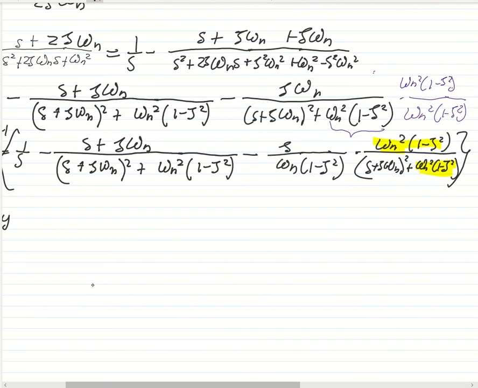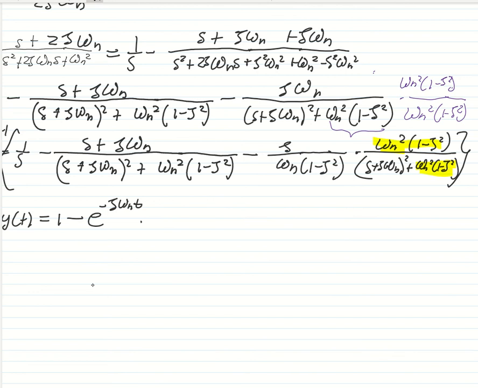So we have here now in time domain, y of t will be the inverse Laplace of 1 over s. The inverse Laplace of 1 over s is just equal to 1. Then minus, we have here s plus a, so this will be e raised to minus at. Our a is zeta omega n, so zeta omega n t.